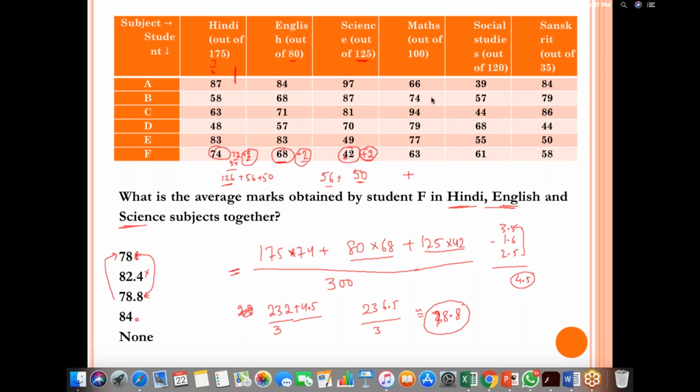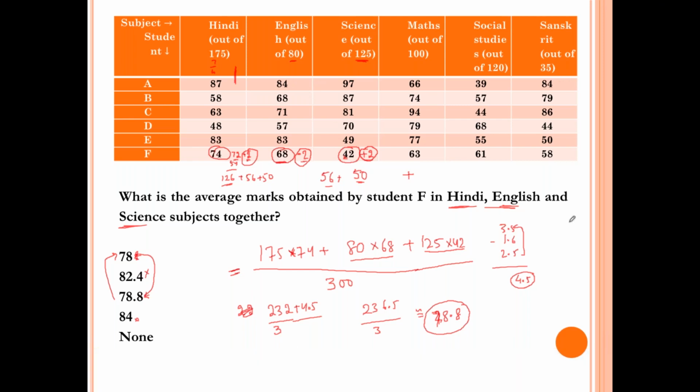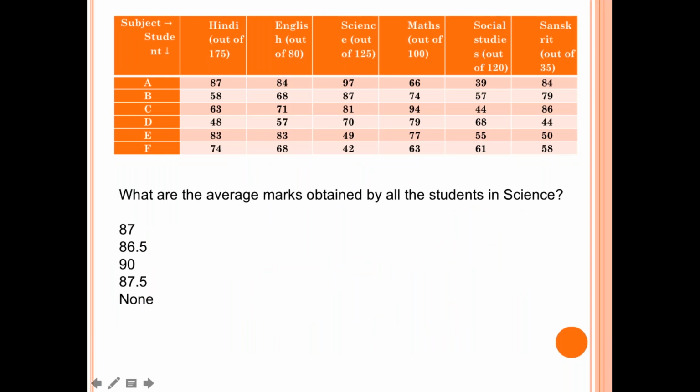Okay, Ayush. Okay. So let's move to the next question. Average marks obtained by all the students in science.